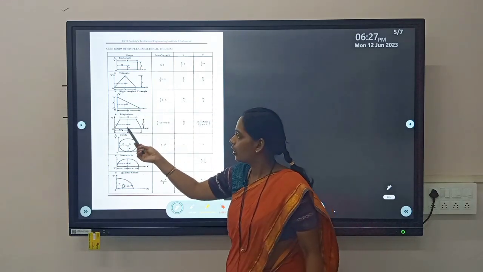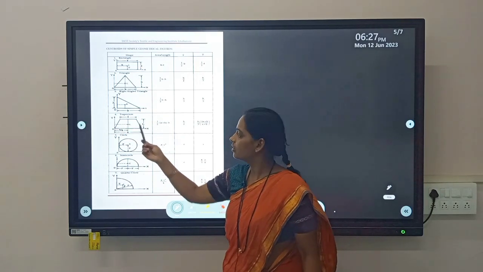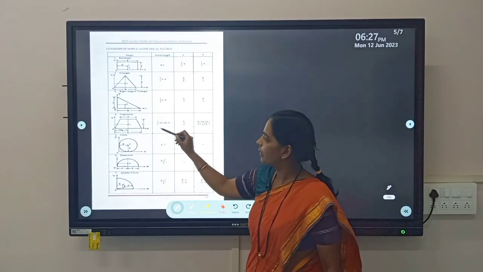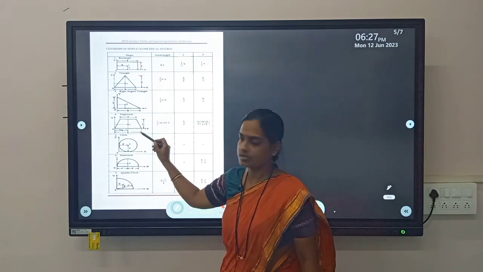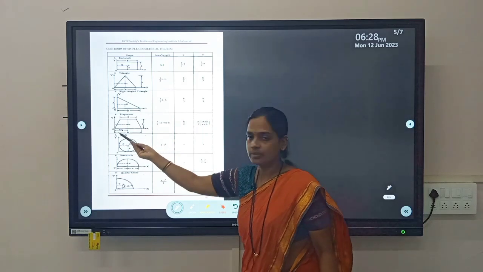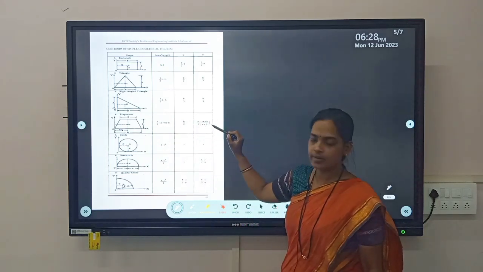This is a trapezium of base b and top base a, height h. For the centroid, the area of the trapezium is given by 1 by 2 h into bracket the summation of the two parallel sides, that is a plus b. The x coordinate is b by 2, half of the base, and the y coordinate is h by 3 into bracket 2a plus b divided by a plus b.